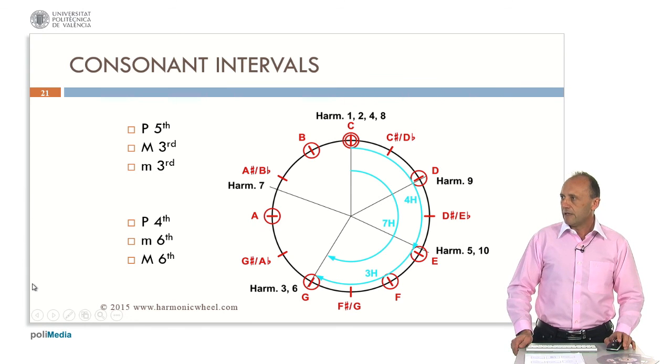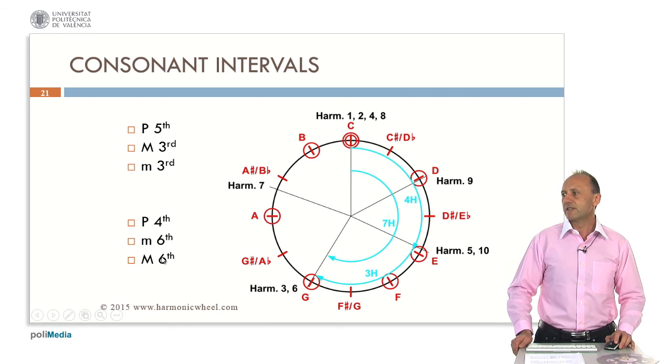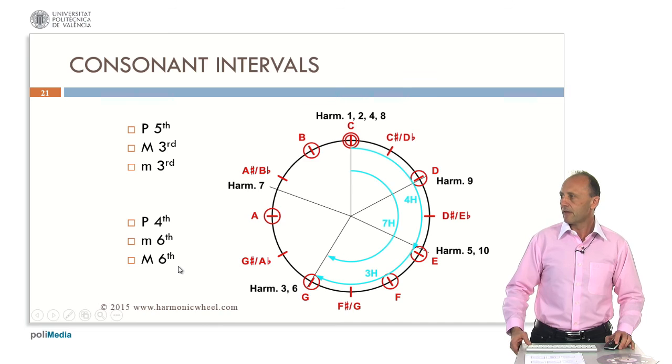Now we can summarize the consonant intervals. They are the perfect fifth, the major third and minor third, as well as the inversions, the perfect fourth, the minor sixth, and major sixth.